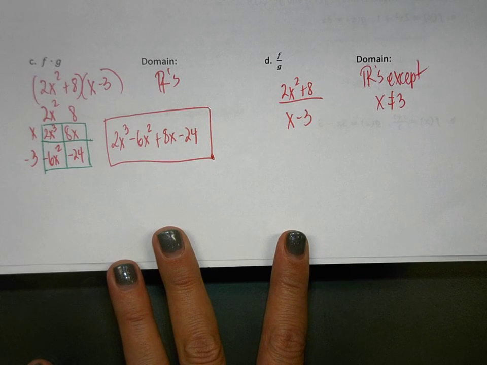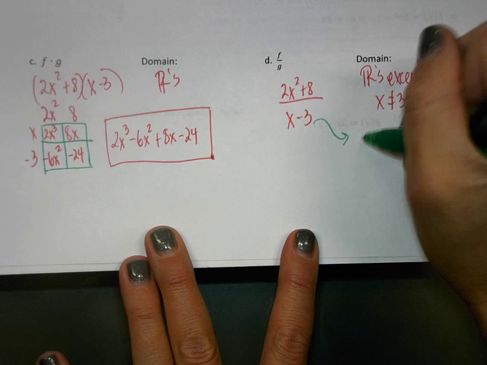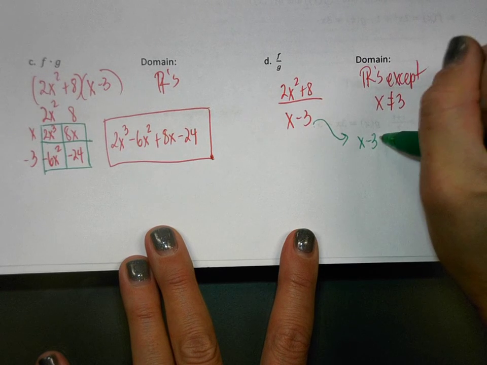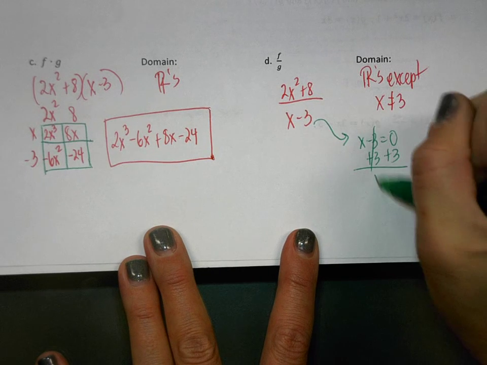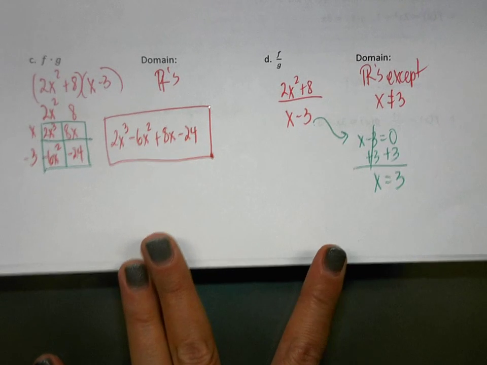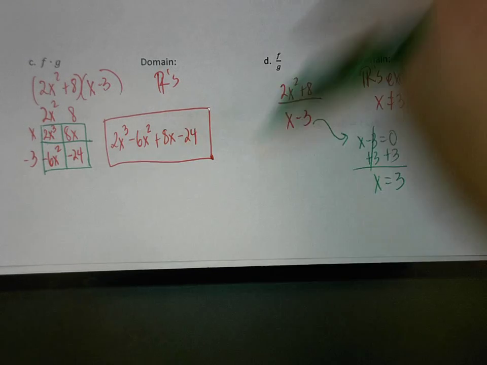If you're ever unsure, you can always just set the denominator equal to 0. So if you just went x minus 3 equals 0 and you solved to see what would end up making the denominator equal to 0, you would end up solving to get x equals 3. So if you're ever unsure, just set the denominator equal to 0 and see what happens. Questions? Okay, so we're going to move on to the next page.